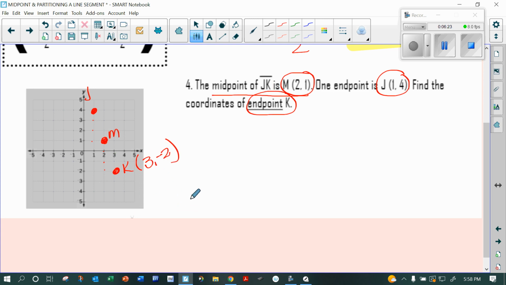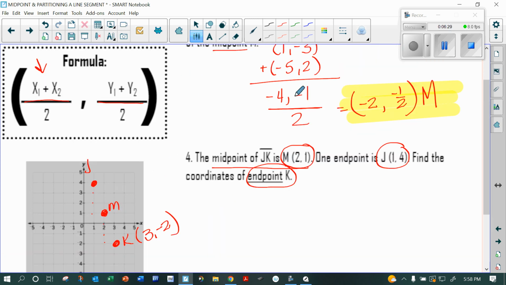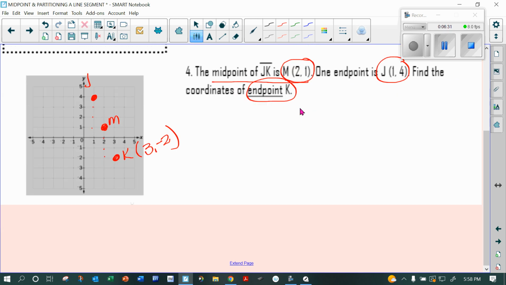Now here's the catch. What if you don't have a number line? So again, just like I did here with the stacks, I'm going to do this. I know that I've got J, M, and K. J is at 1, 4. M is at 2, 1. I need to find K.